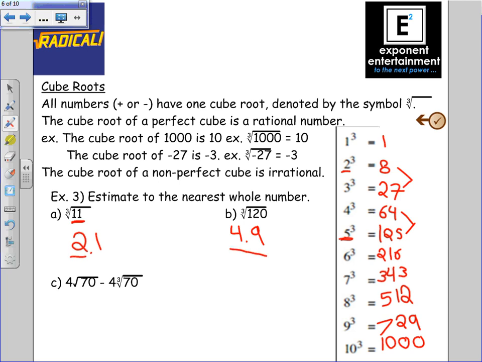Do C with a partner if you need to. Figure out what 70 comes close to. Notice that this isn't cube root. The first one's not a cube root. It's a square root. What's the square root of 70 close to? What is it? 8.1.